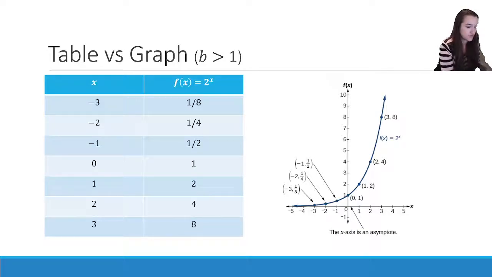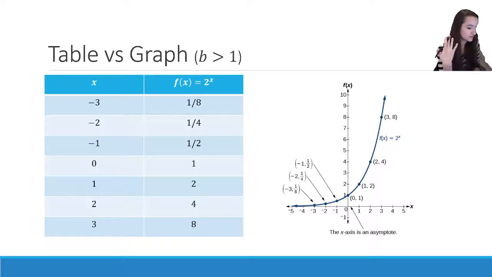So here we have just a table of what's happening when b is greater than 1. We can see that if x is -3, I get 1/8. -2, I get 1/4. -1, 1/2. 0, 1. 1, 2. 2, 4, 3, 8, and so on, right?